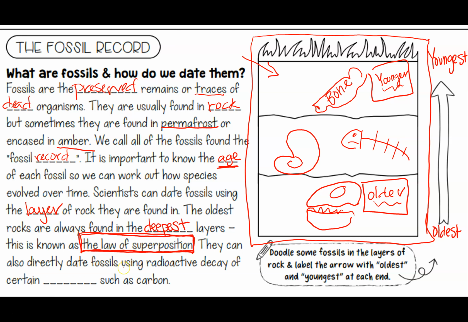They can also directly date fossils using radioactive decay of certain elements, such as carbon. So we can take a little piece of this fossil right here and take that out and find how much carbon is in it. Knowing the radioactive decay rate of carbon, we can tell how old it is. And there you go. So that's your part for the fossil record.